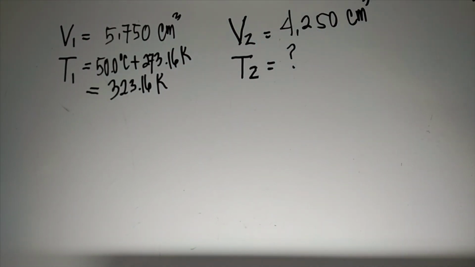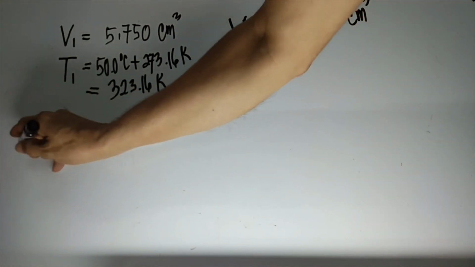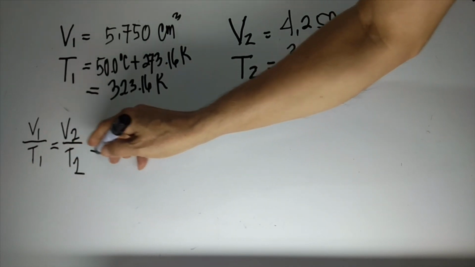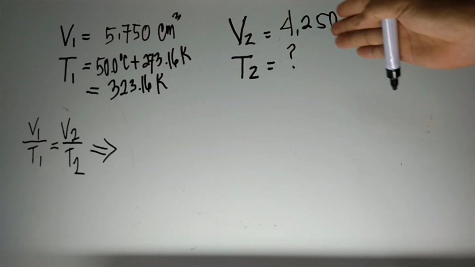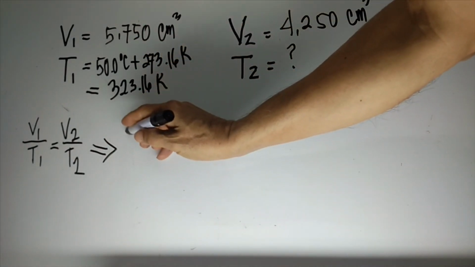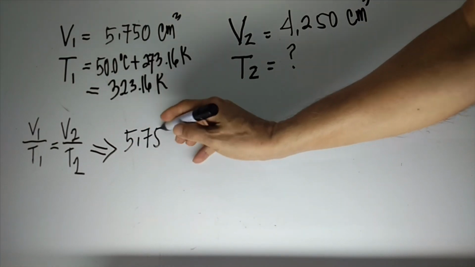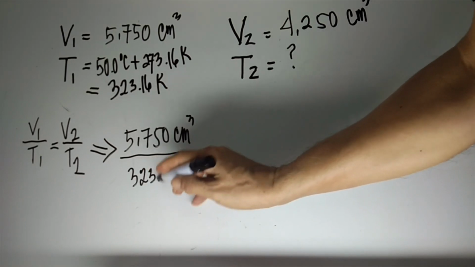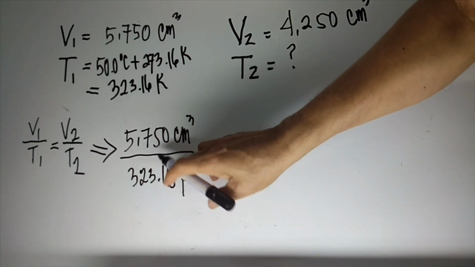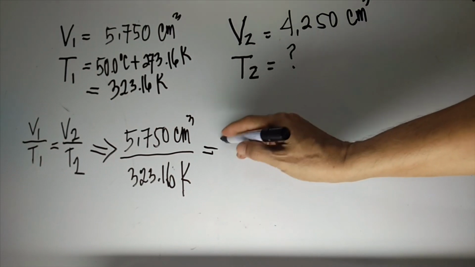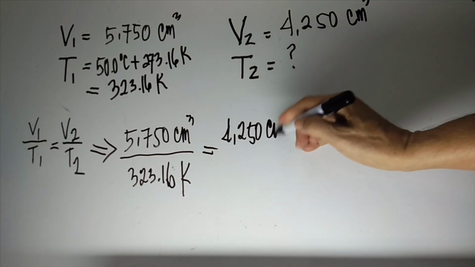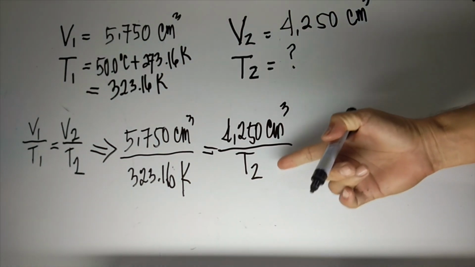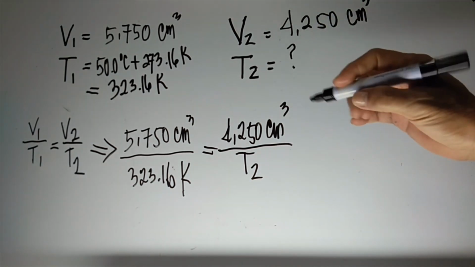So, writing the formula, this will be V1 over T1 is equal to V2 over T2. We'll substitute all the given values to the formula. So this will become 5,750 cubic centimeter all over 323.16 Kelvin is equal to 4,250 cubic centimeter over T2. The unknown is at the denominator, so we will do cross multiplication.